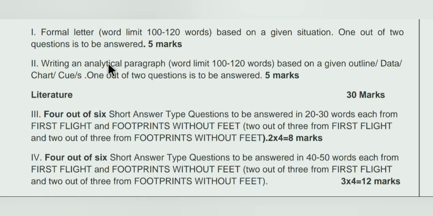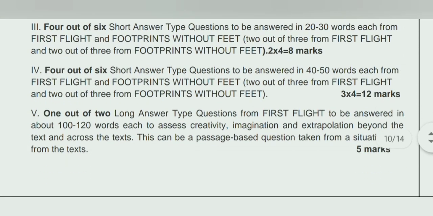Then writing an analytical paragraph, sort of an essay, wherein you will be given information, data, charts and cues, like we have practiced in the class test. Out of that you have to select one feasible paragraph and then answer the questions for 5 marks. So here, in the letter also, you have an option, as well as in the analytical paragraph.